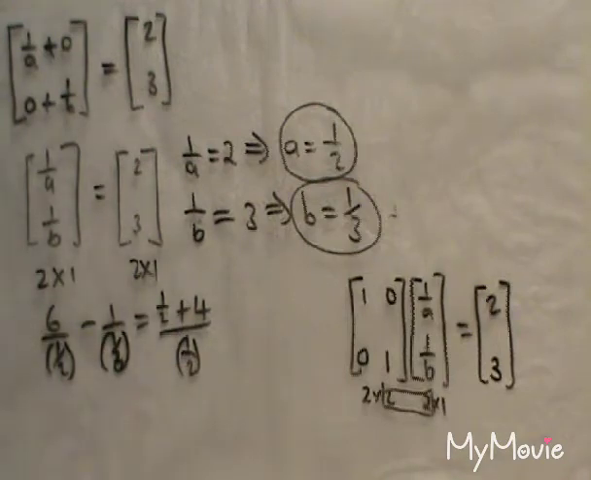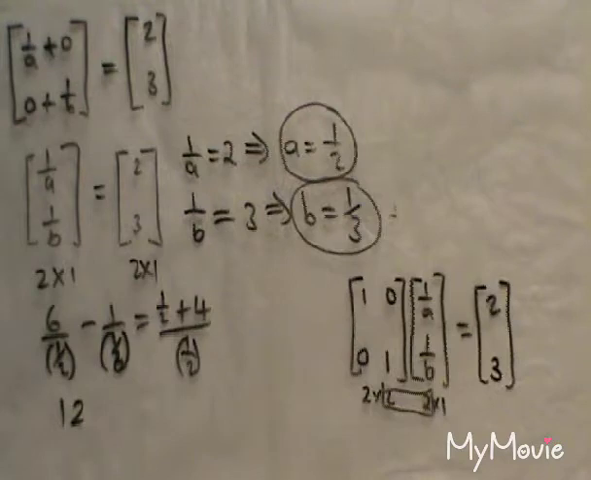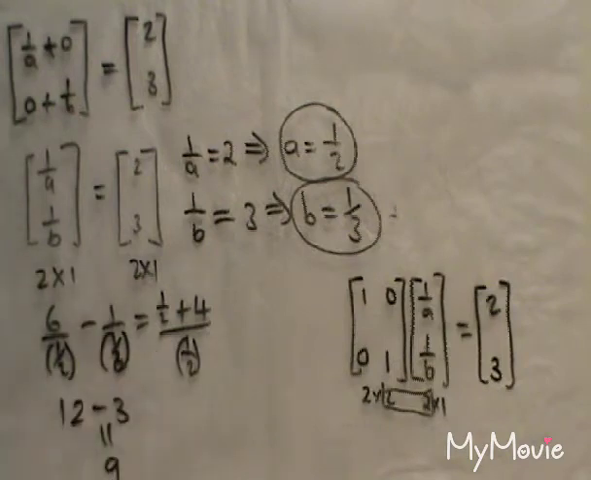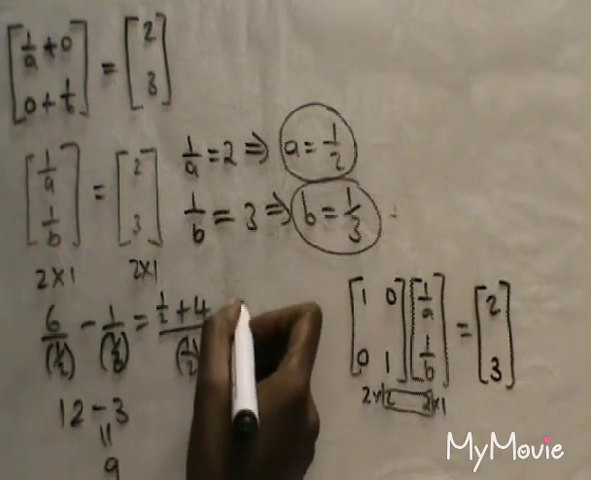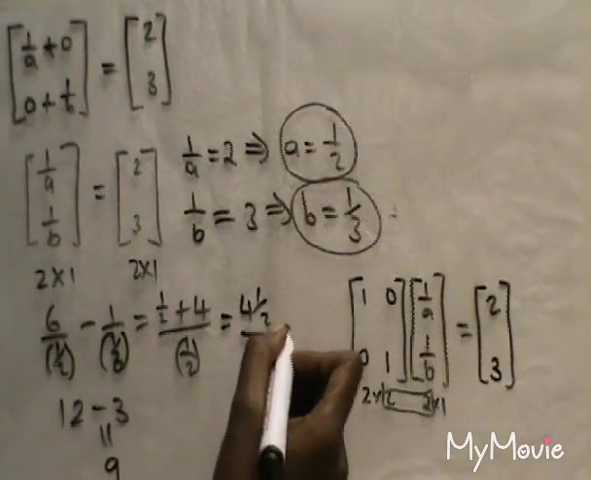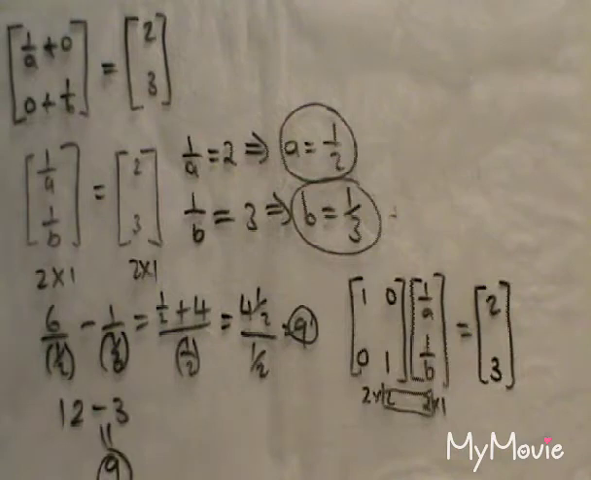Okay, 6 divided by half is 12. And then 1 divided by a third is 3, so I have 12 minus 3, this is equal to 9. And then over here I have half plus 4, this is just 4.5, and then 4.5 divided by a half, this is equal to 9. So you can see my left hand side and my right hand side are equal, so my values of A being half and B being 1/3 satisfy both equations.